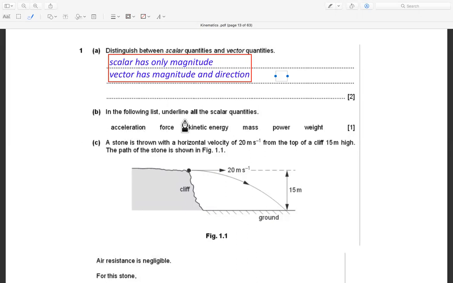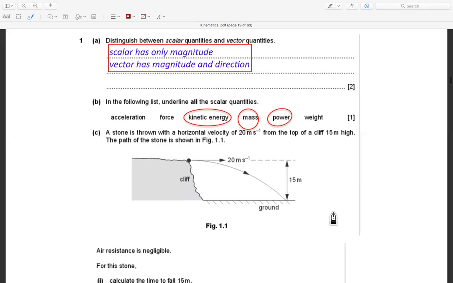In the following list, underline all the scalar quantities. Scalar has no direction. Acceleration has direction. Force also. Kinetic energy, because energy doesn't have any direction. Power also is scalar. Weight has direction, the same thing as force.